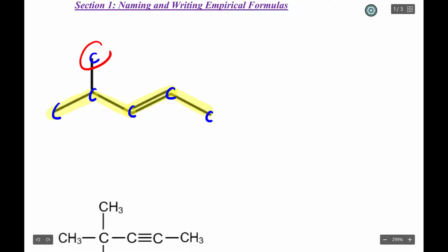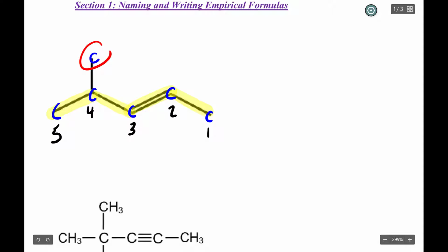Now, when I want to start numbering this chain, again, my priority is to give the double bond the lowest possible number. So starting from the left, it could be 1, 2 methyl, or starting from the right, it could be 1, 2 ene. The ene has a higher priority. It must be numbered as low as possible because if I numbered it this way, this would be a 3 ene. 1, 2, 3 ene. So we're going to number from the right. So this is 1, 2, 3, 4, 5.